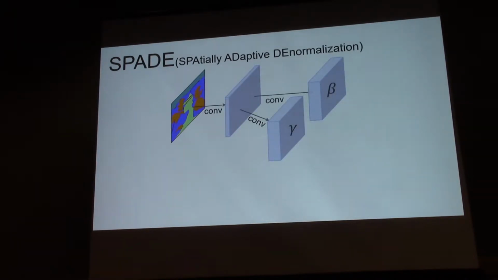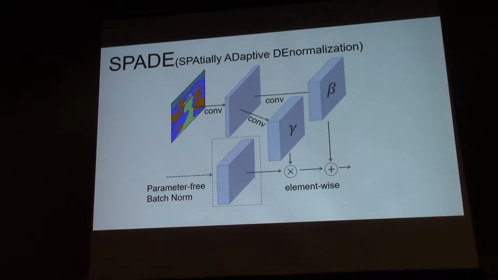So in more detail, given a semantic map, we pass it through a couple of convolutional layers to produce tensors of gamma and beta, which are going to be the parameters of our affine transformation. Then given the normalized statistics, we do element-wise multiplication and addition. It's basically applying gamma and beta to the normalized statistics.